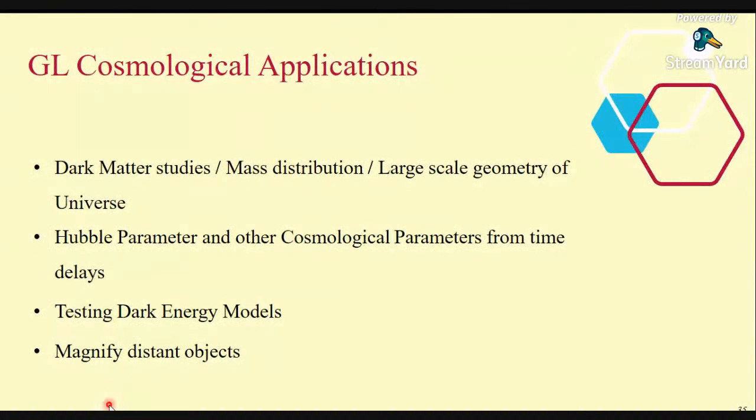Some of the applications that are a little more important are listed below. We can use gravitational lensing for dark matter studies, mass distributions, and the large scale geometry of the universe. We can find the Hubble parameter or other cosmological parameters, and we can use it for testing dark energy models, or it can magnify distant objects for us and act as a natural telescope.